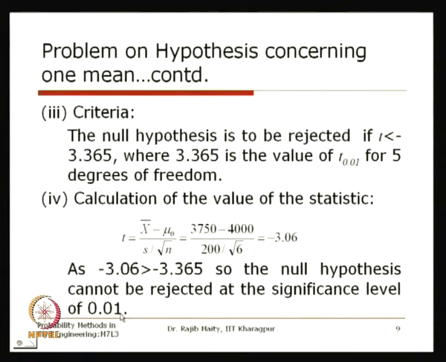So we cannot claim, we have failed to prove that this mean is really less than the specification, which is 4000 kg per centimeter square, even though the mean that we have seen for the 6 specimens is 3750.